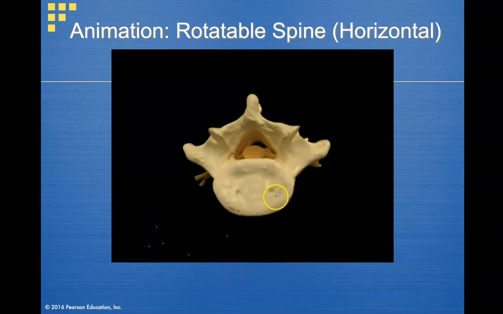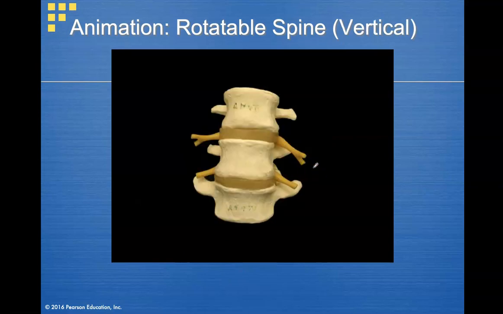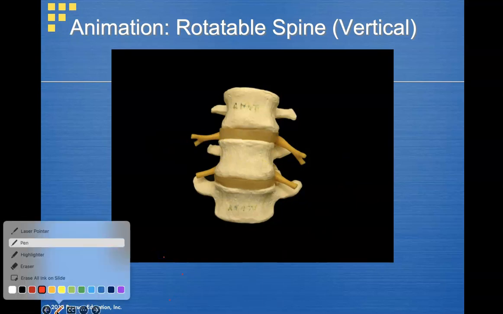But it's really cool because it'll rotate the spine so that you can see the different foramen. Here you can see the vertebral foramen where the spinal cord would run. And if you rotate this one, you can see the intervertebral foramen where those spinal nerves enter and exit.